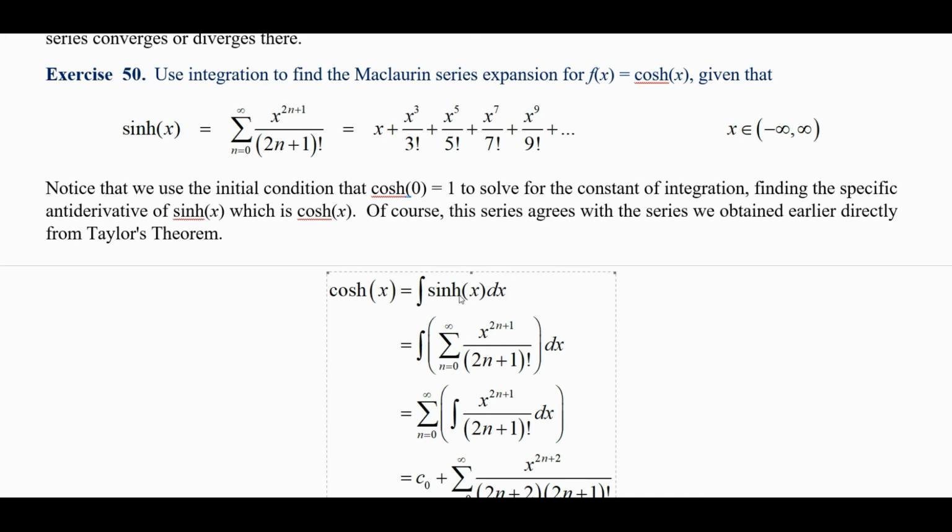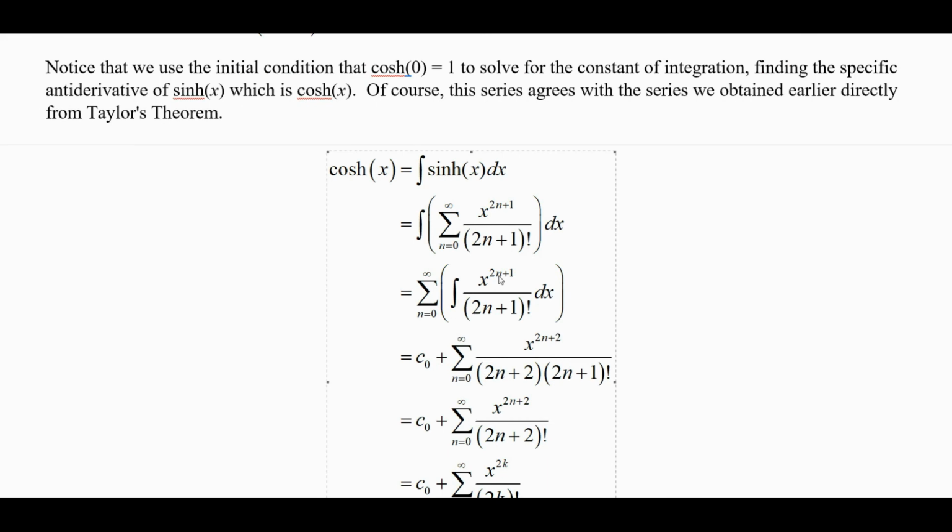So we integrate sinh. Well, sinh is given by this series up here. Now, the antiderivative of the sum is the sum of the antiderivatives. And so we use the normal rule, add 1 to the power, that's 2n plus 2. Divide by the new power, so divide by 2n plus 2. Well, 2n plus 2 times 2n plus 1 factorial is 2n plus 2 factorial. And this sum is going to still go from 0 to infinity, but we pick up another term, a constant term here, which is arbitrary at this point. But we'll have to figure out what it is based on this initial condition up here.